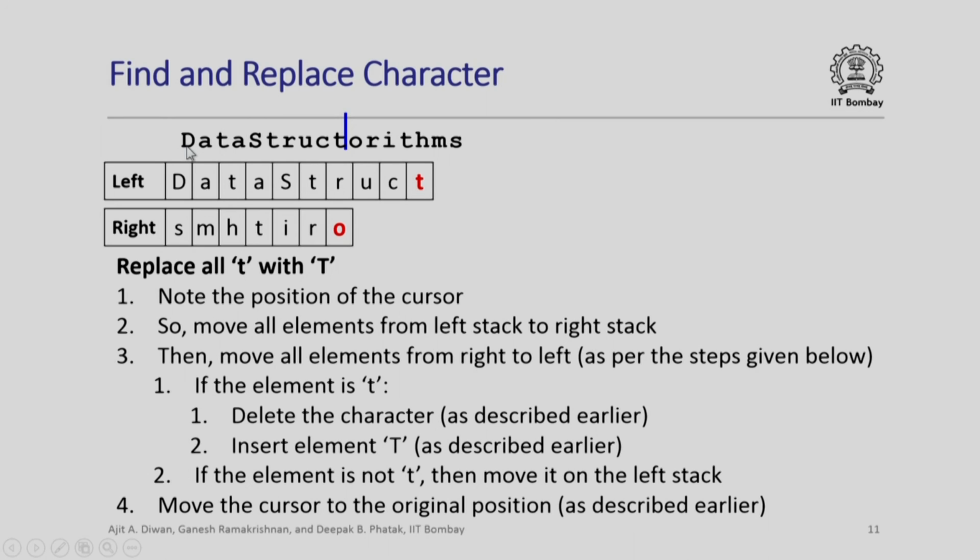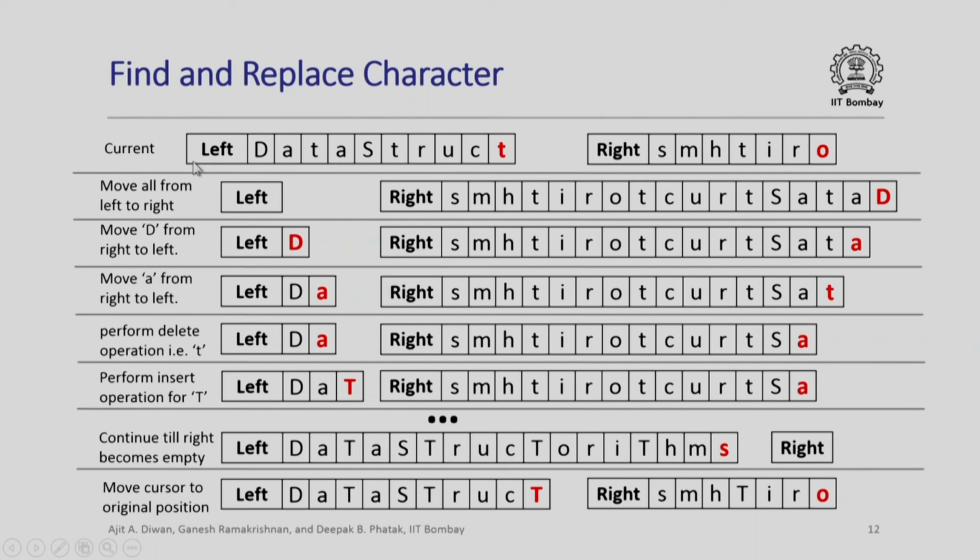So, in a nutshell, I am moving the cursor to the left, then taking each element from the right stack. If it is not a small t, I simply copy it and push it onto the left stack. If it is a small t, I delete that and insert a capital T. When I insert, it goes on top of the left stack, and I keep on doing this with all characters in the string. Currently I have this on the left, and right is this.